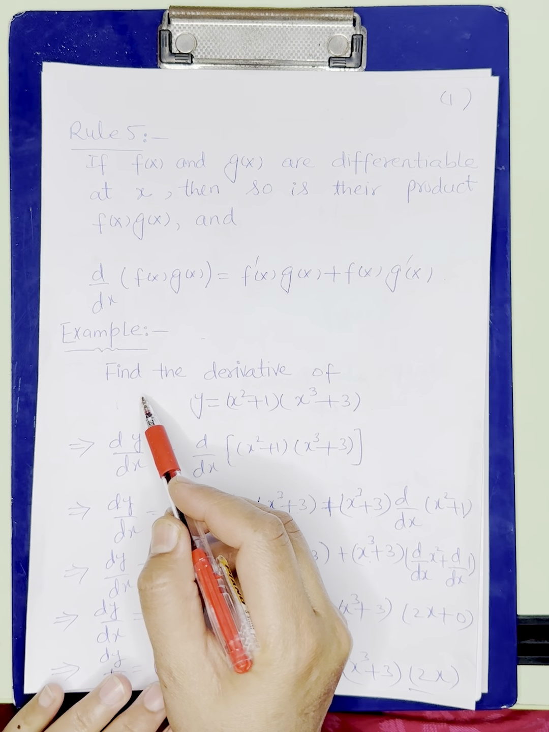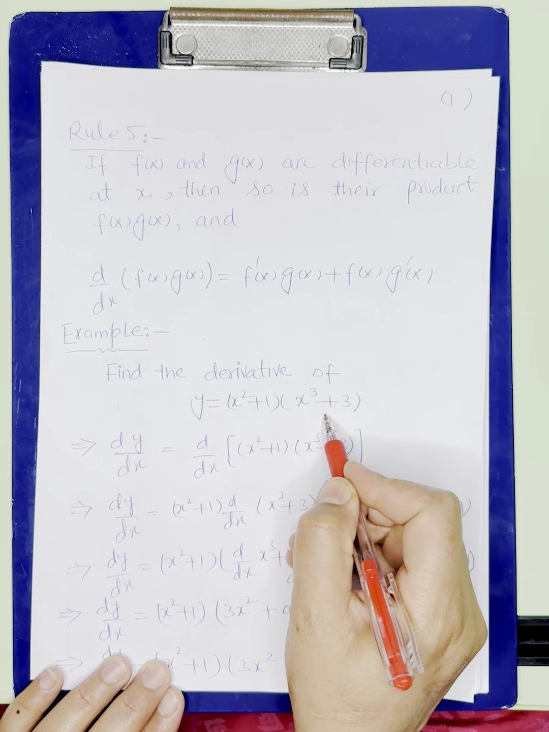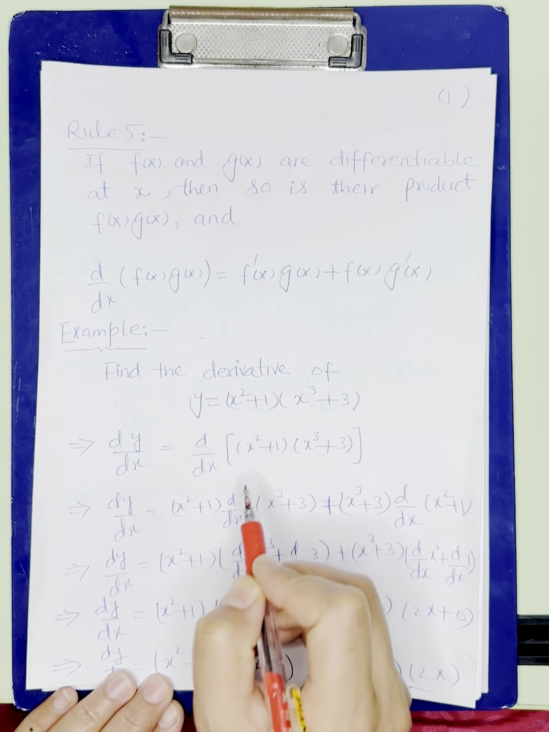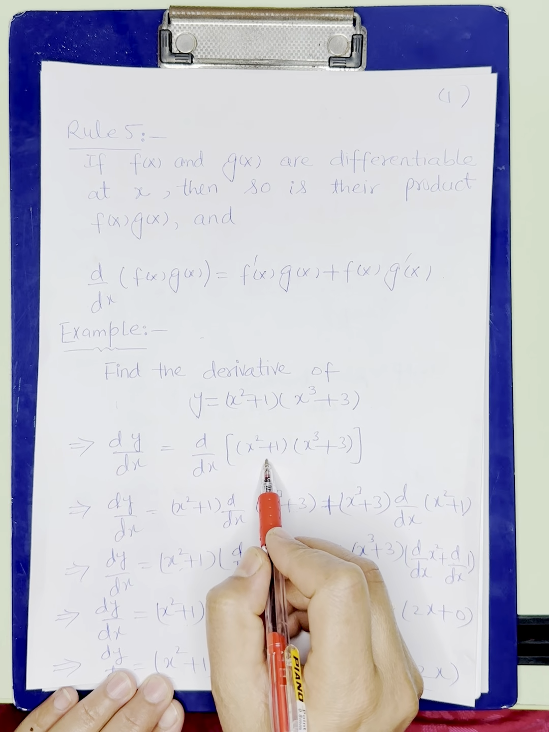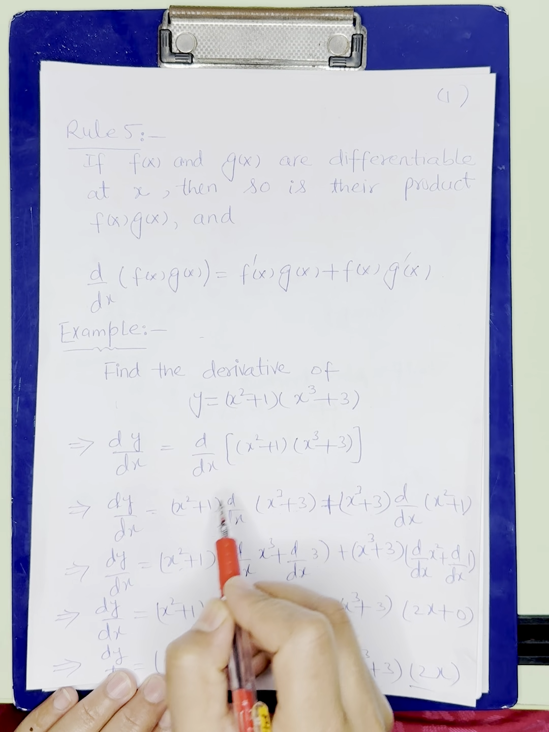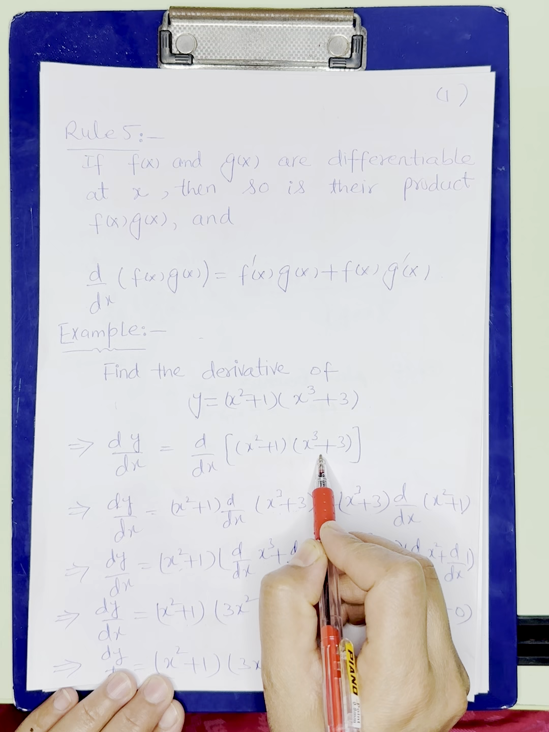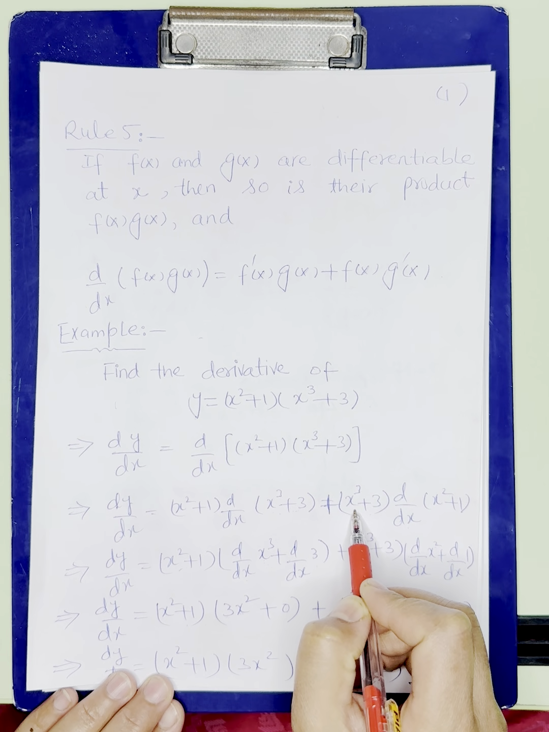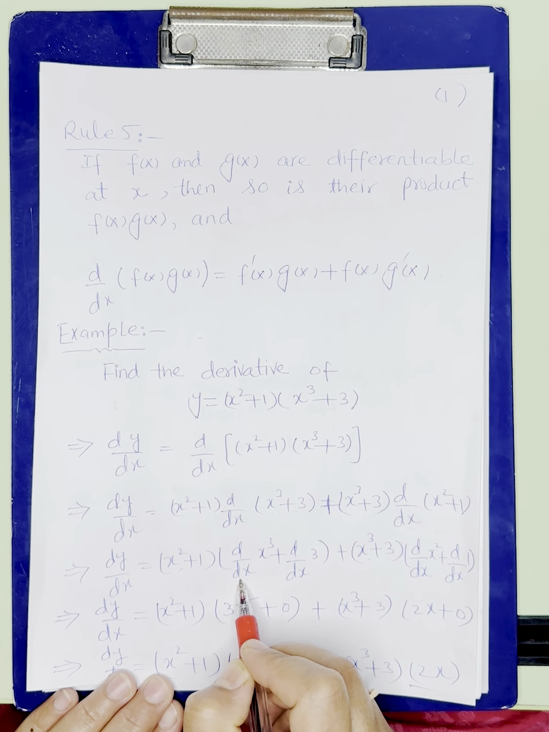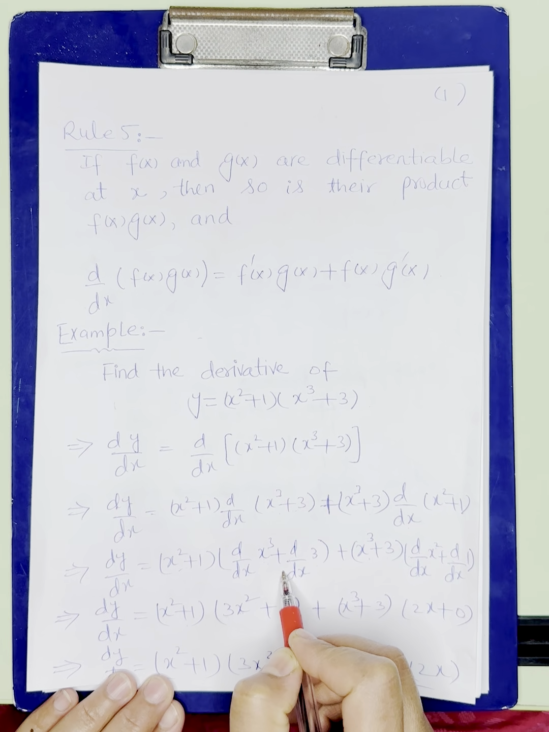For example, if we wish to find the derivative of the function y, which is the product of two functions x square plus 1 and x cube plus 3, then in this step we are applying the derivative on both sides. In this step, derivative is applied on x squared plus 1 and x cube plus 3 by using product rule. And according to product rule, we are keeping the first function x squared plus 1 as it is, and derivative is applied on the second function. Plus, we are keeping the second function x cube plus 3 as it is, and derivative is applied on the first function. In this step, derivative is applied on x cube and 3 separately by using sum difference rule.